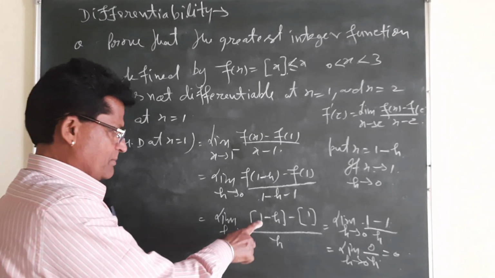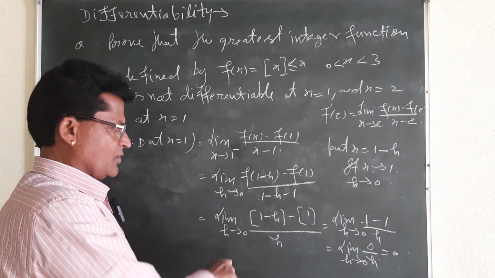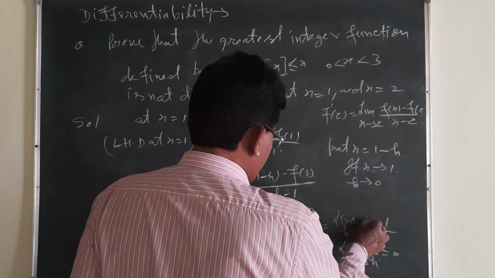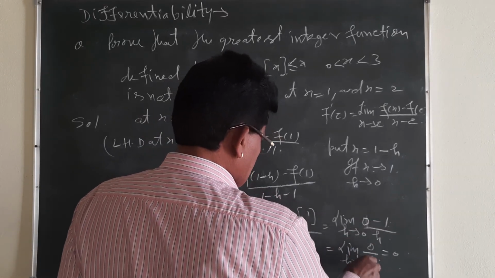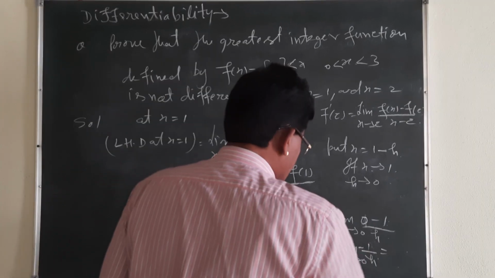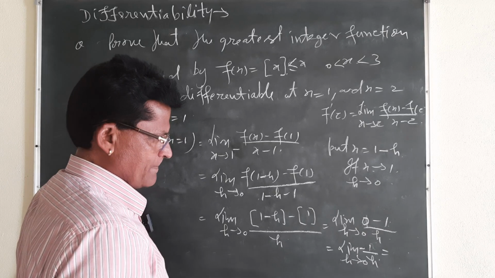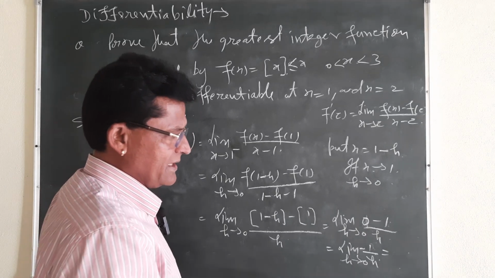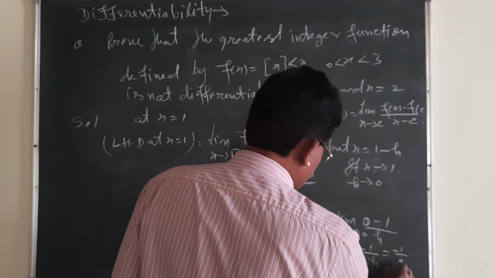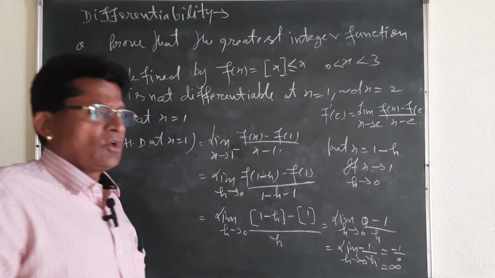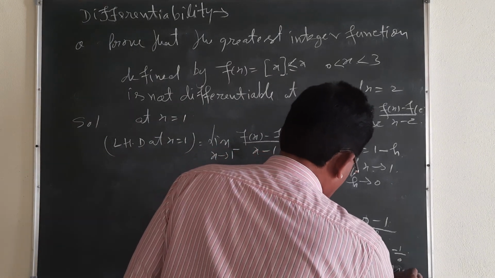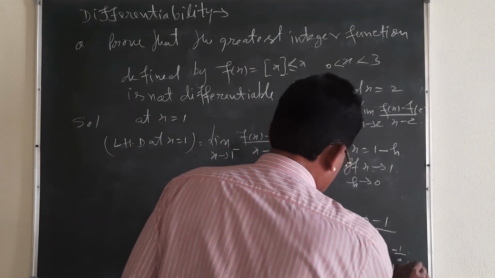0. Before 1, there will be 0 value. Its value will be 0. Then its value will be minus 1 by h, and take the limit h tends to 0. H tends to 0 means what? Minus 1 upon 0, and it will be infinite. Infinite means not defined. Don't write this symbol, you write not defined. We cannot define it.